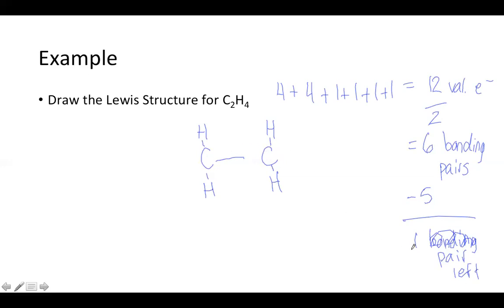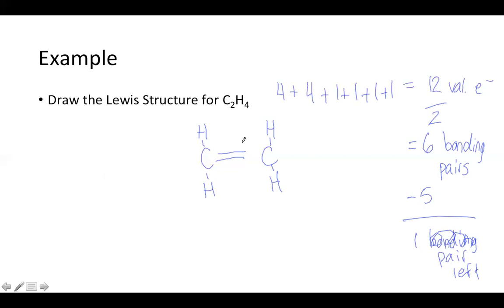We have 1 pair left. We could give it to one of the carbons, so then one of them would be satisfied, but then the other one would not be. So since they both need 2 more electrons, and we have precisely 2 more to give, and they're adjacent to one another, let's just take that lone pair and make a double bond between those two central carbons.